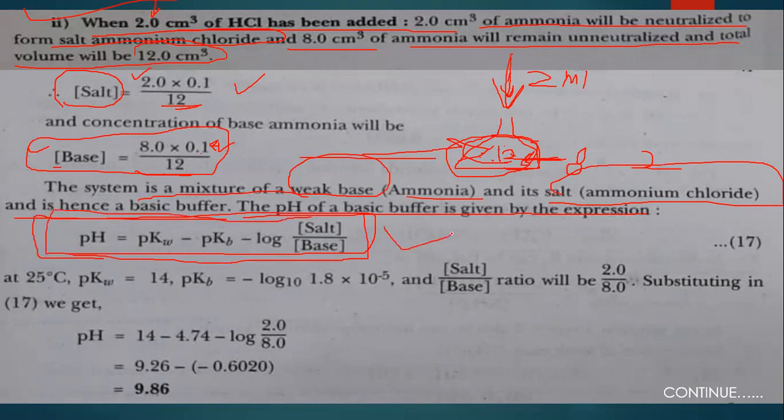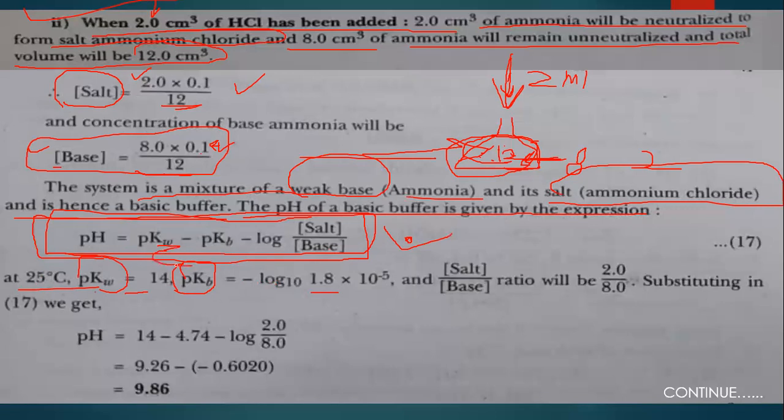This is the formula to find out the pH of basic buffer. This we have studied in FYBSc. Ionic equilibrium मध्ये आपण हे स्टडी केलेला आहे. Now see, at 25 degrees Celsius, pKw value is 14. pKb is equal to, negative log of 1.8.